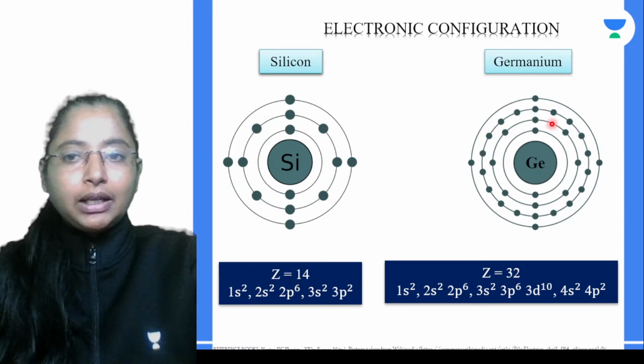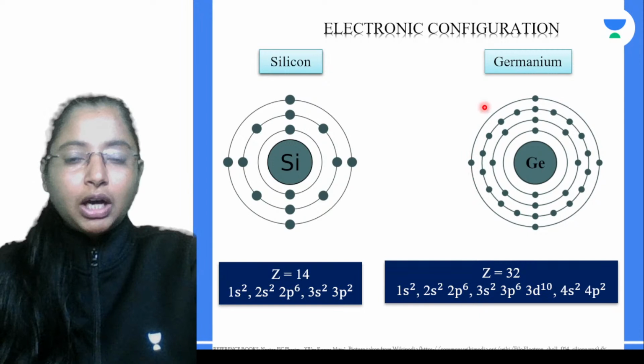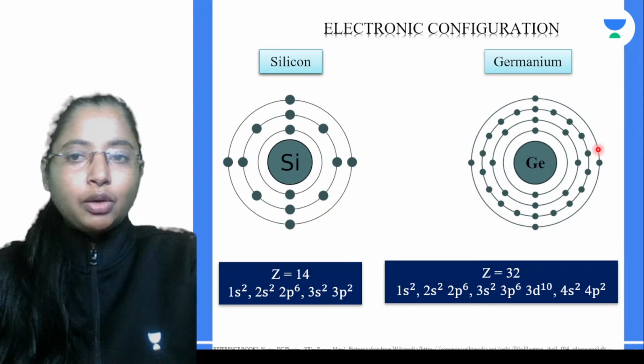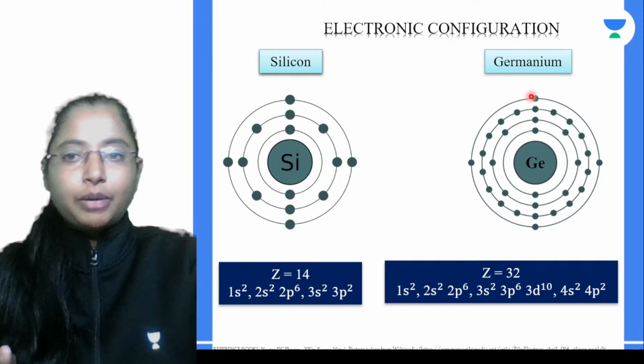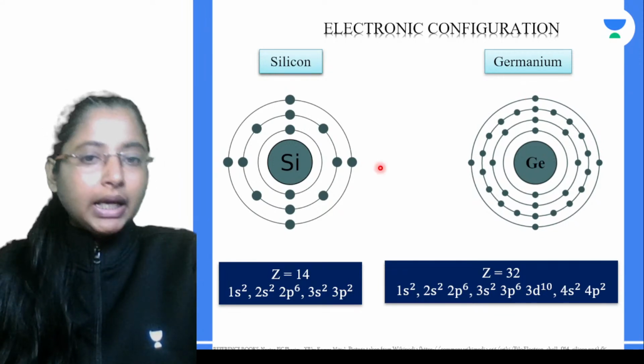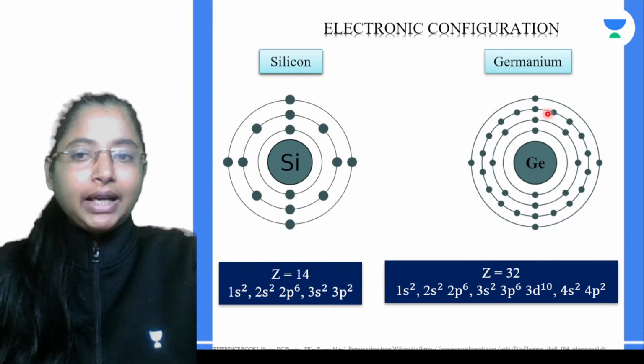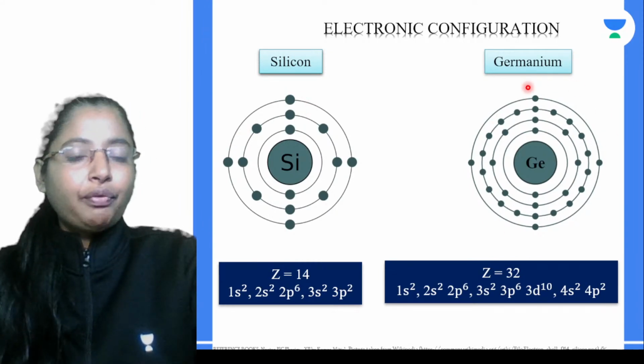Okay, so again, if you look at the outermost shell over here, how many electrons are there? 4 electrons are there. And these 4 electrons are the only ones responsible for conductivity in germanium. Remember, that is why we take germanium and silicon. Now, what is the use of learning about this?